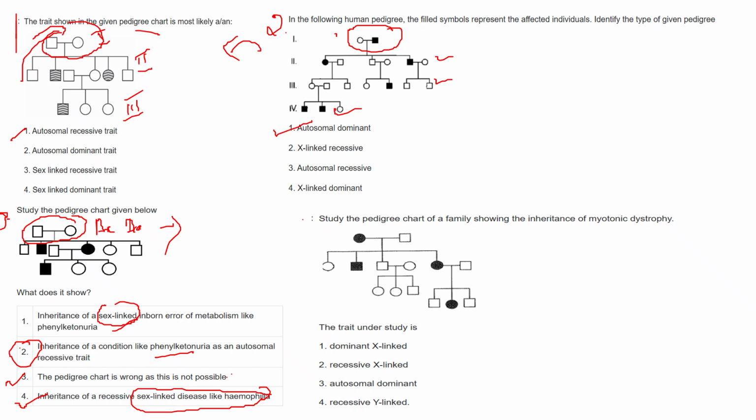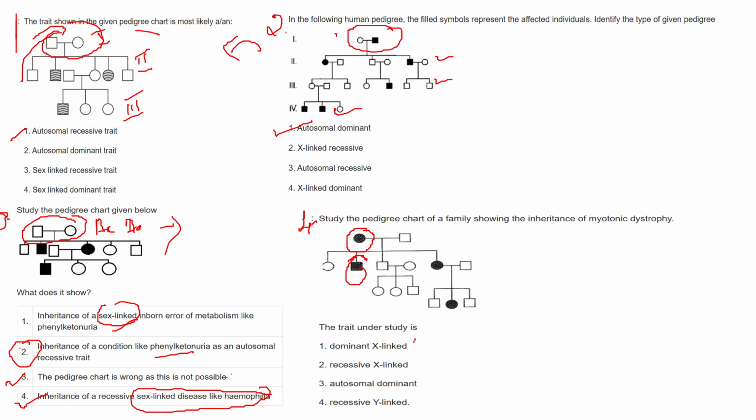Coming to the fourth analysis. Study the pedigree chart of a family showing the inheritance of myotonic dystrophy. So here it is the same type. What happened in the parental generation? In the parental generation you can see the defective gene, and this defective gene is seen in every generation.